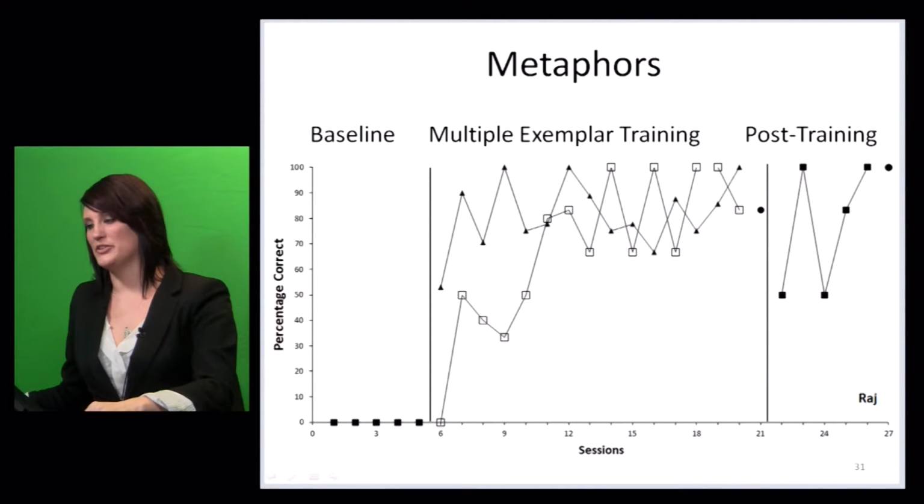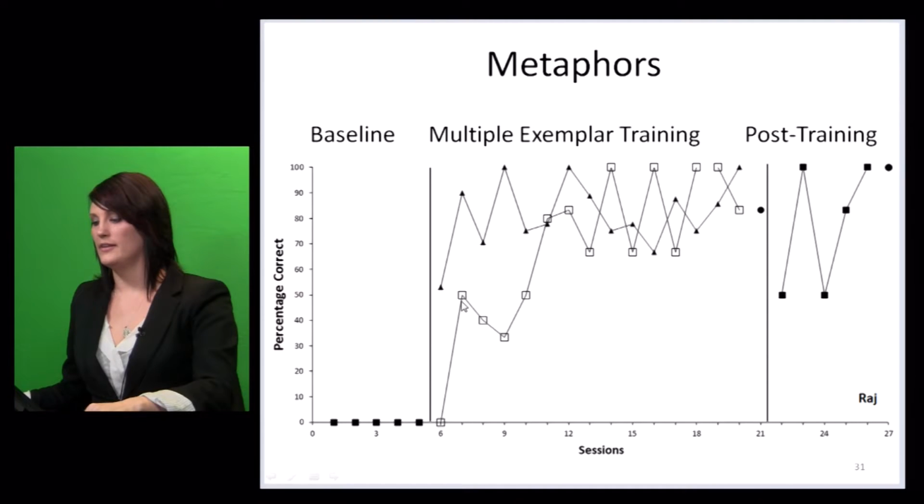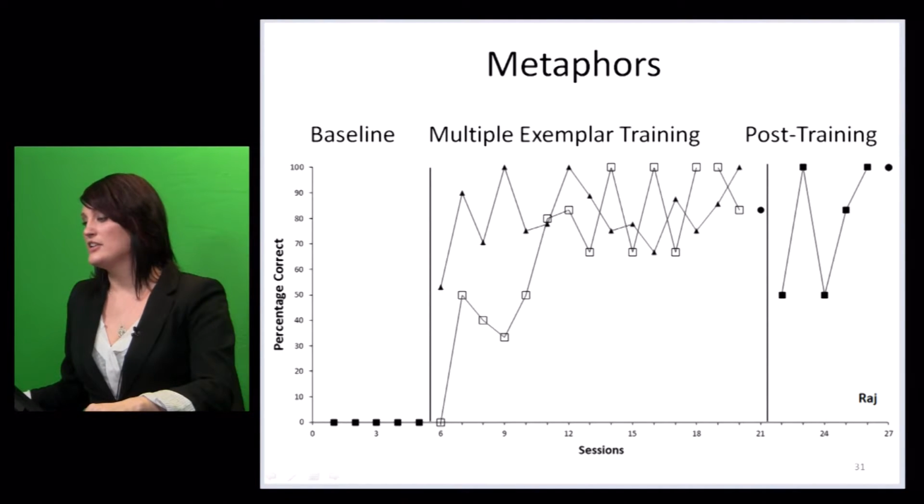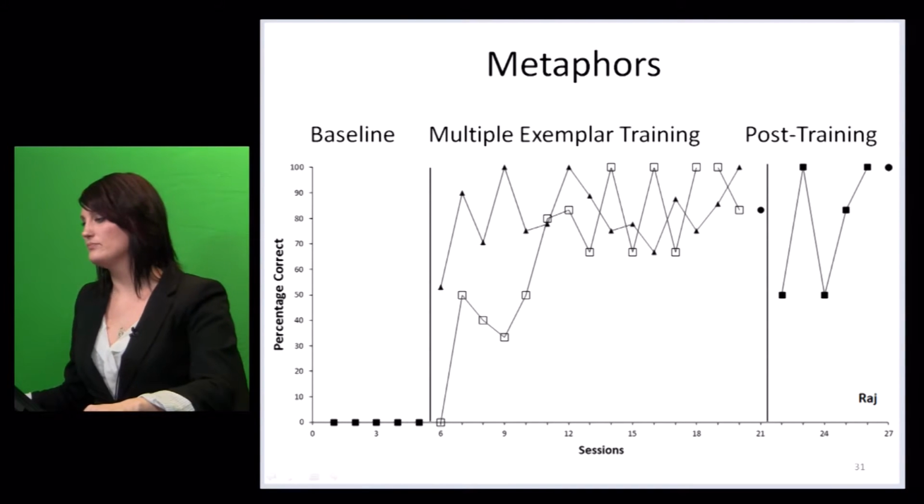Then we used multiple exemplar training in the way that I mentioned before, including novel metaphors for each session. These open squares depict responding to the novel metaphors, and directly describe the generalization across novel exemplars. We continued training until we saw accuracy above 80% across 3 sessions, and then we included an additional probe without any feedback to make sure that once reinforcement was removed, the child was still responding correctly.